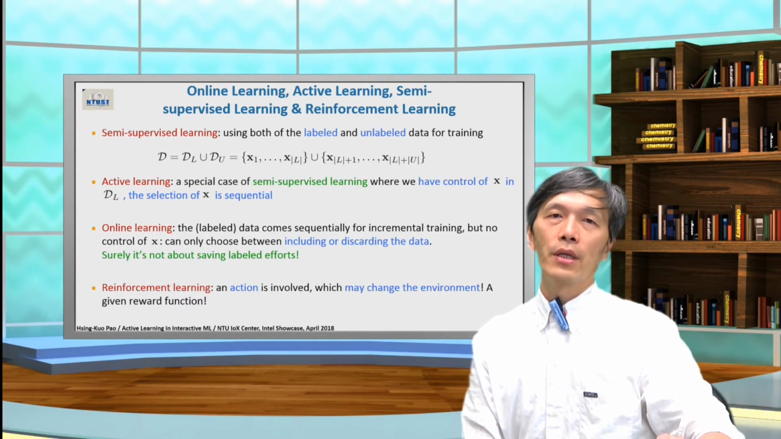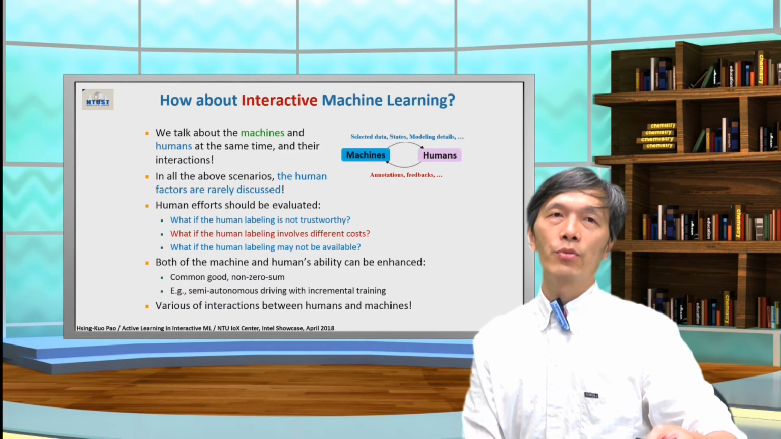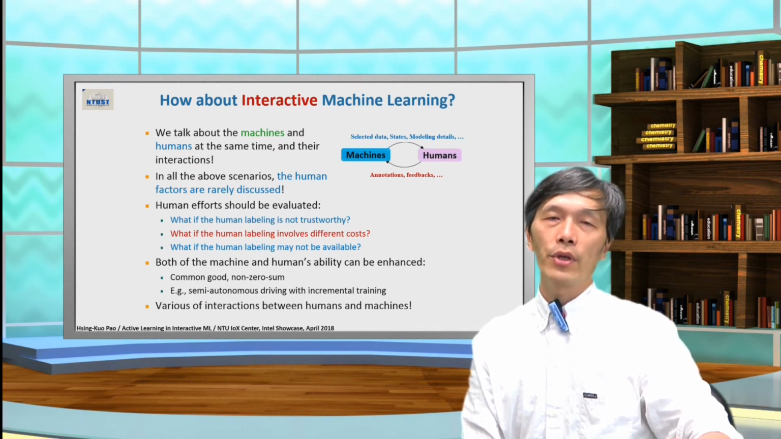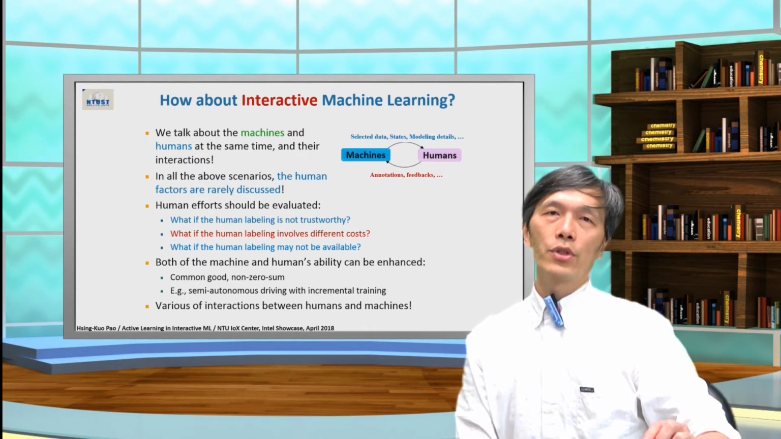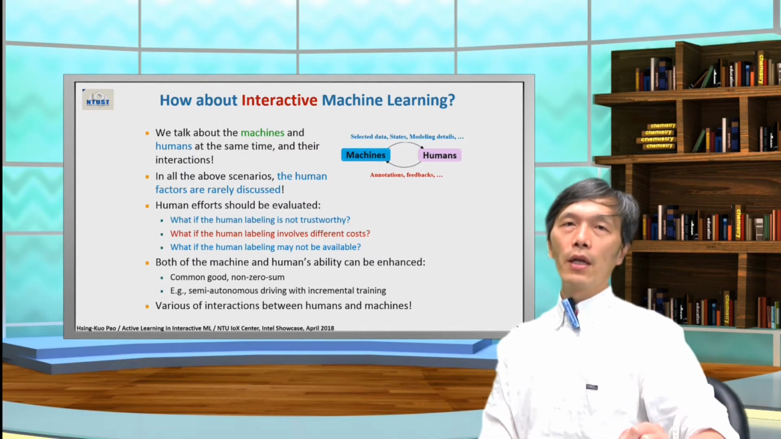Actually, Professor Lee, when he was in Santa Clara, mentioned that the major difference between interactive machine learning and all these disciplines is that for interactive machine learning, we can evaluate humans' efforts. For example, when the human labeling is not trustworthy, or when human labeling involves different costs due to different people with different ranks, such as in a smart factory. When different people are asked to label the same thing, they may be associated with different costs, and the human labels may not always be reliable.